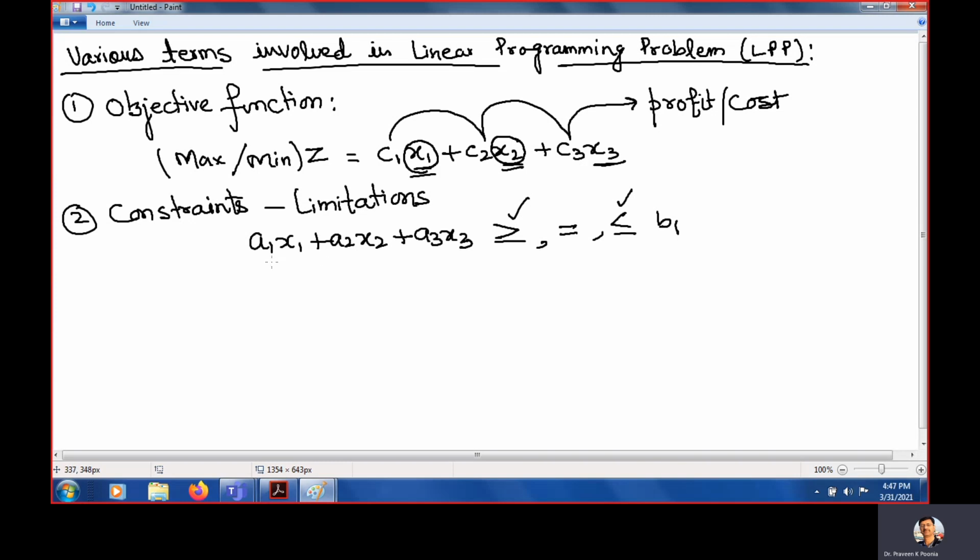Clear? Now, during the questions, you will learn what is A1, what is A2, what is A3, and what is B1. Okay. And the third, the most important constraint is non-negative restrictions. What do you mean by non-negative restrictions? Non-negative restrictions means what type of value decision variables can take.